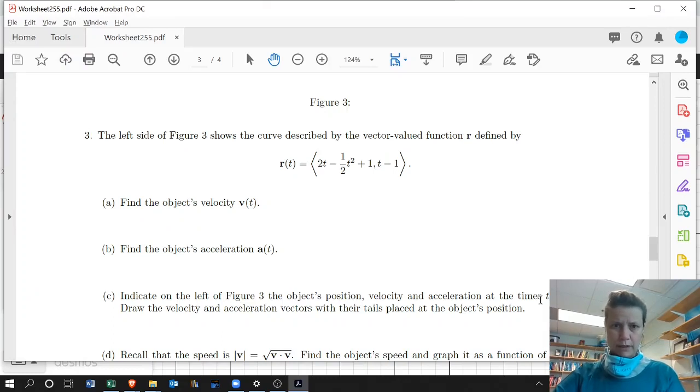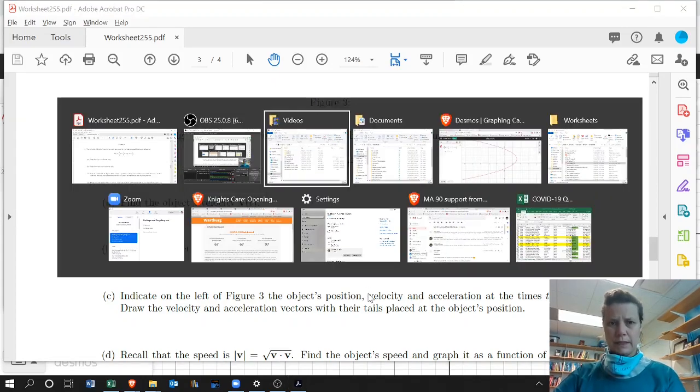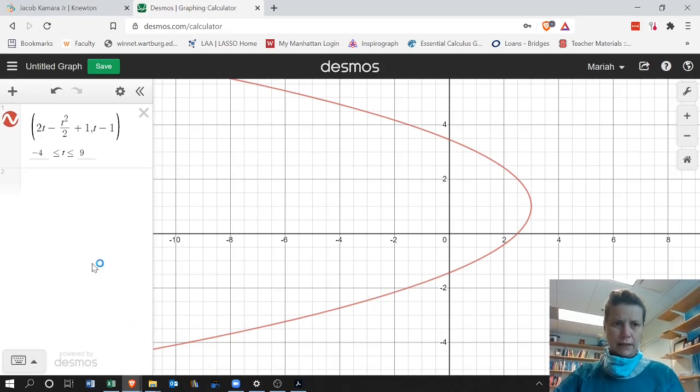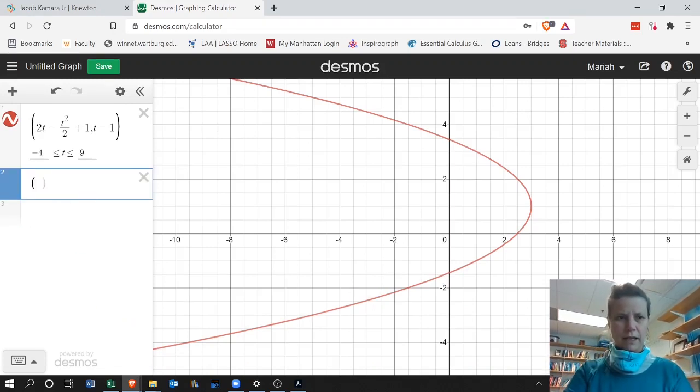So what we were trying to do was first graph the curve here and then find its velocity and its acceleration. So what I did on Desmos is I graphed the curve, and then I can take its velocity. I'm just taking the derivative term by term, so we get 2 minus t, and then the derivative of one term is 0, and then the derivative of the other one is just 1. So that's pretty boring.